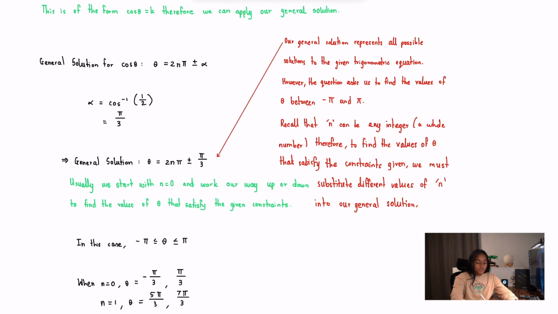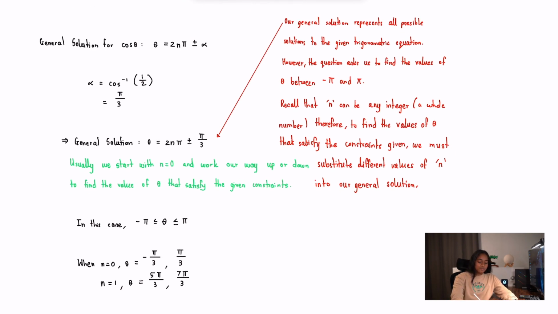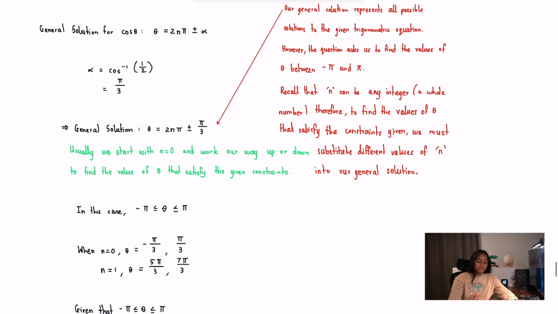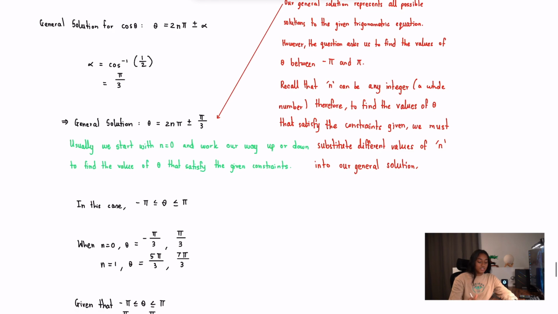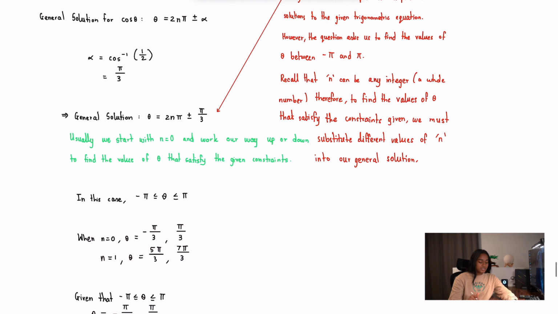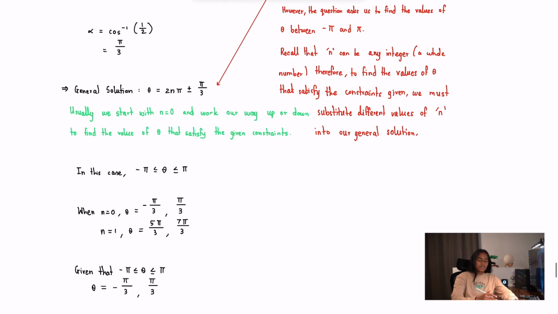So our general solution represents all possible solutions to the given trigonometric equation. However, the question asks us to find the values of theta between minus pi and pi, so we were given constraints. Recall that n can be any integer, a whole number. Therefore, to find the values of theta that satisfy the constraints given, we must substitute different values of n into our general solution. Alright, so we start with n is equal to 0 and work our way up and down to find the value of theta that satisfy the given constraints, which in this case is minus pi and pi.